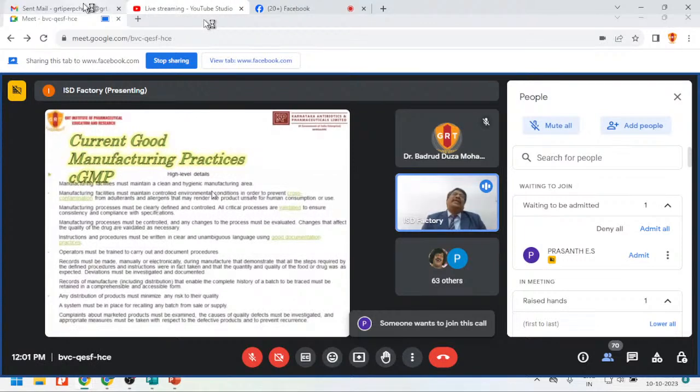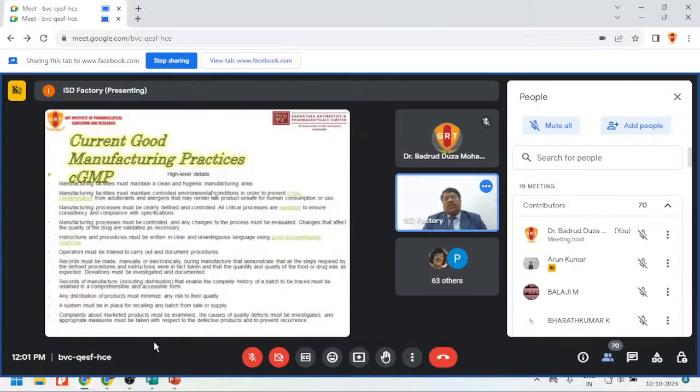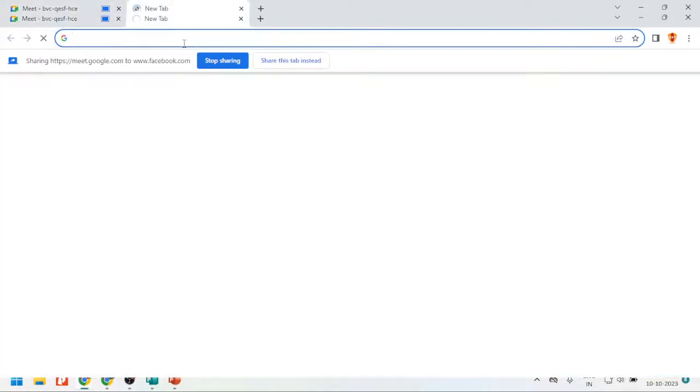Then afterwards, here in industry, what will happen: the people will be trained on the quality of the product, quality checking, quality testing, quality monitoring. All the things will be controlled by our quality assurance department, and all the people will be trained. They will be checking all the things, investigation and all the things. Appropriate measures will be taken with respect to any defective products. So all the things will be controlled by our quality assurance, as per the current good manufacturing practices.